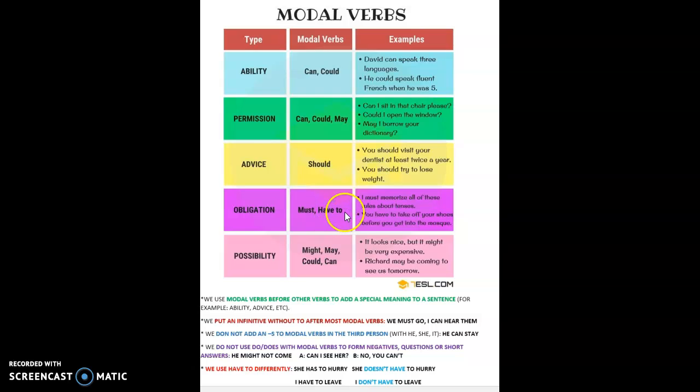Have to is more a necessity than an obligation. And this group of verbs, possibility. The negative form of can, can't. The negative form of should, shouldn't. Must, mustn't. Have to, don't have to, doesn't have to. Might, might not. May, may not. Could, could not. Can, cannot. You know it. Okay, well, so these are the modals in the present.